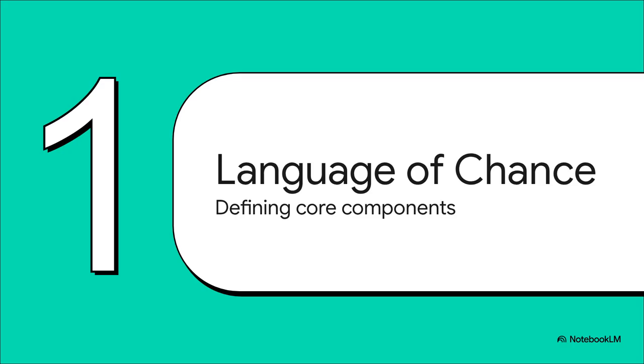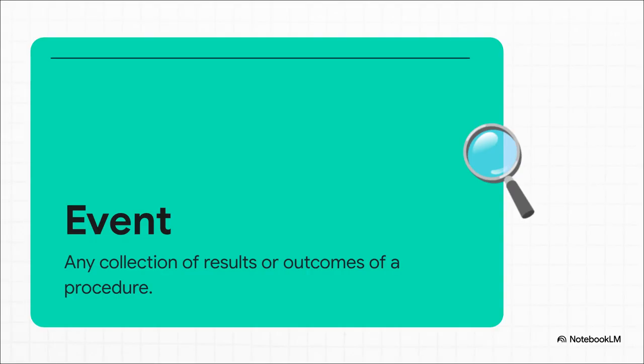Before we can start calculating anything, we have to be on the same page about the words we're using. This is the fundamental language of chance. First up is the word event. Now, it sounds simple, right? But in probability, it's very specific. An event is just any collection of outcomes you get from some kind of procedure.